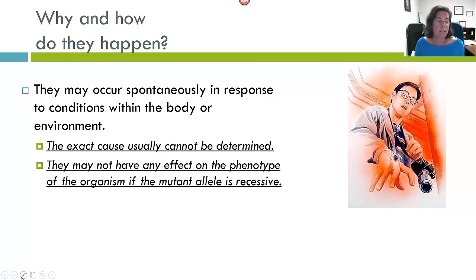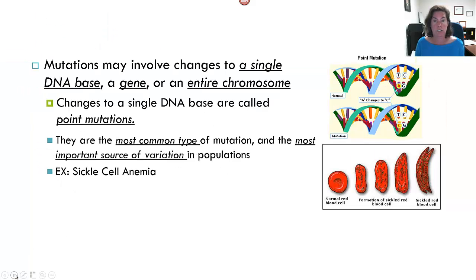There are a variety of ways in which mutations occur. Mutations can involve changes to a single DNA base, changes to a gene, or changes to an entire chromosome. Changes to a single DNA base are referred to as point mutations. They are the most common type of mutation and the most important source of variation in populations. A classic example of a point mutation is sickle cell anemia.